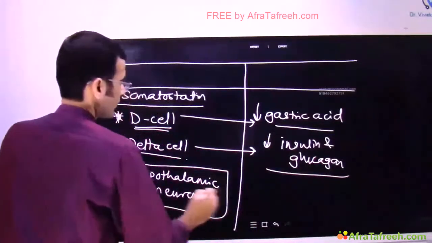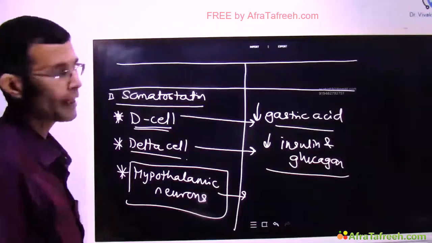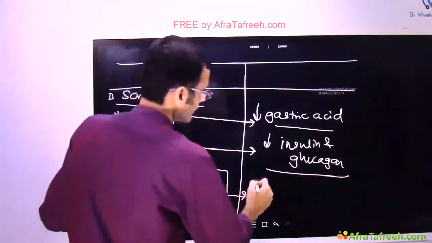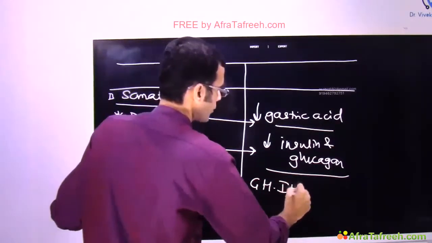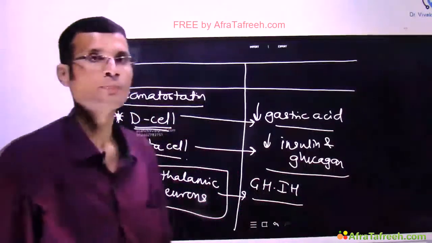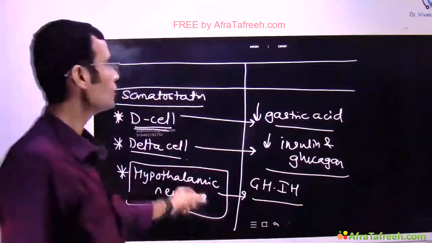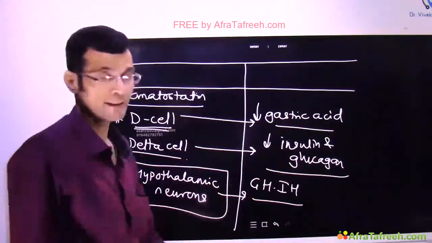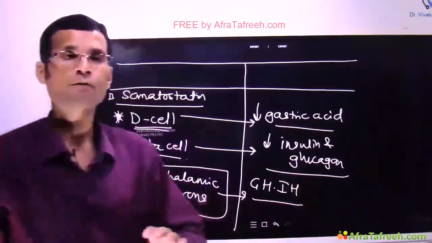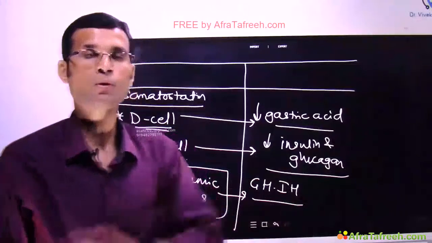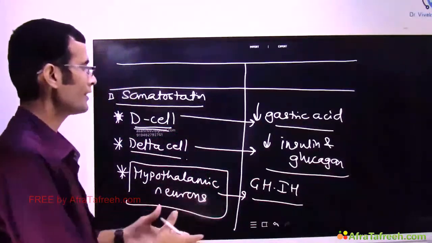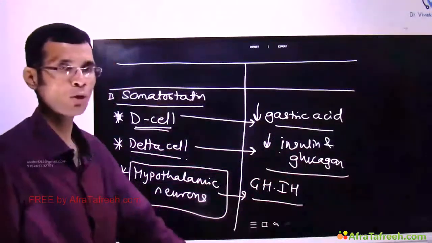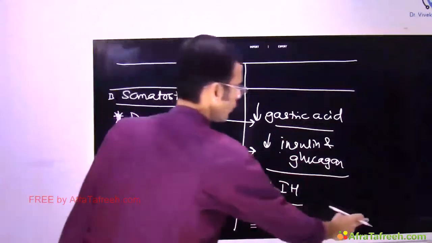And the third, somatostatin is also synthesized by hypothalamic neurons. This is where it is called GHIH, growth hormone inhibiting hormone. So it goes to the anterior pituitary, and it inhibits the growth hormone secretion. In that sense, growth hormone is anti-insulin, and therefore the hormone that suppresses it would be a pro-insulin. Therefore, somatostatin, by decreasing the insulin secretion, is anti-insulin, and by inhibiting the growth hormone, it is pro-insulin. That was the MCQ on somatostatin.